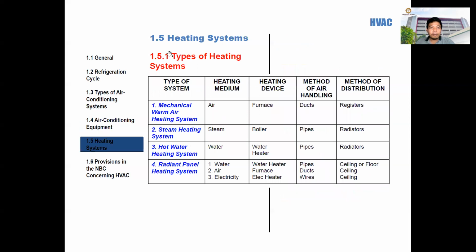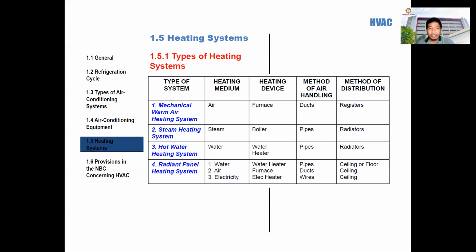And then we have now the heating systems. In the Philippines, I think we don't have the heating system since our weather here is warm. But sometimes in a sauna, you have a heating system. For the centralized system for heating, we don't have it here in the Philippines, but in some cases I think they have the heating system.